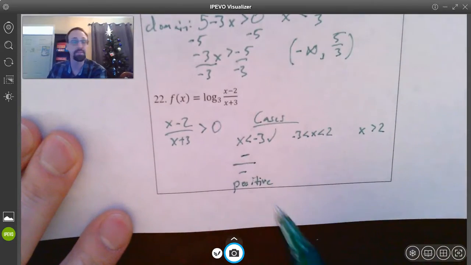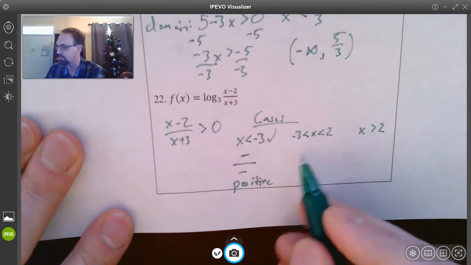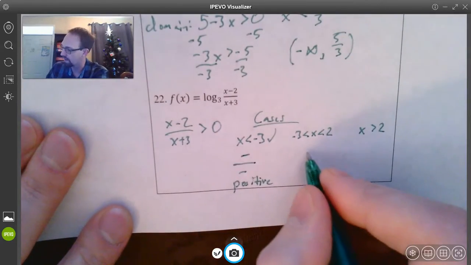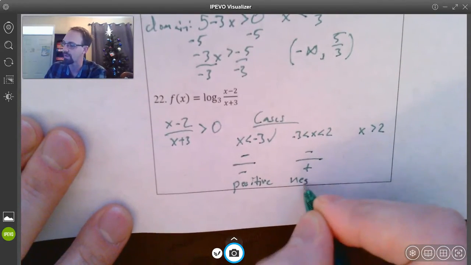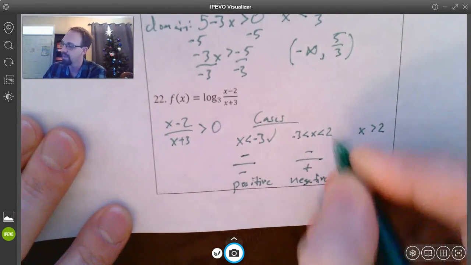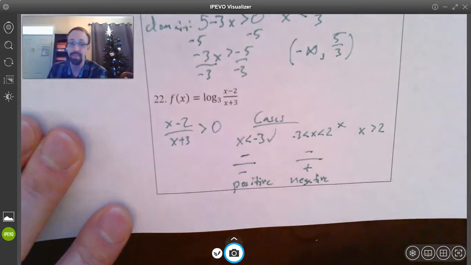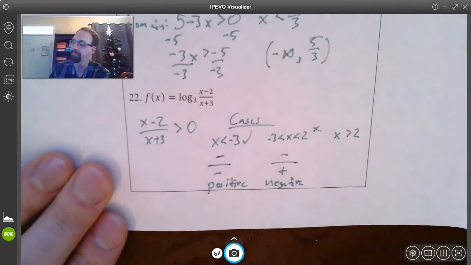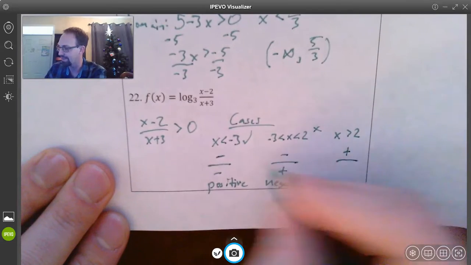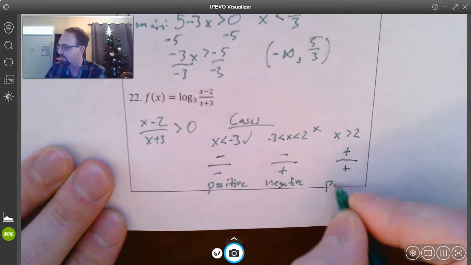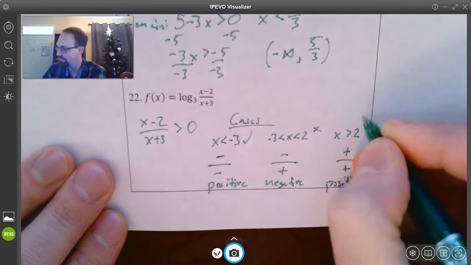If x is between these, let's use 0. 0 is a good value because 0 is between those. 0 minus 2 is a negative, divided by 0 plus 3 is a positive. Okay, that's not good. See, now I have a negative value. So I can't have that domain. That domain is not okay. For x greater than 2, if I use 3, we already talked about this. This is a positive divided by a positive. That's a positive, and that's okay.